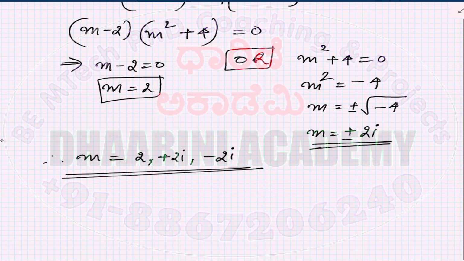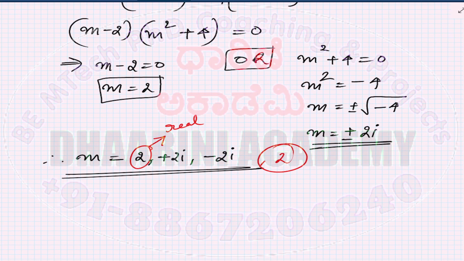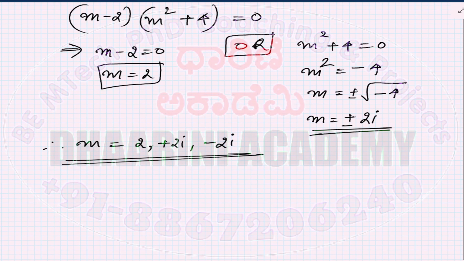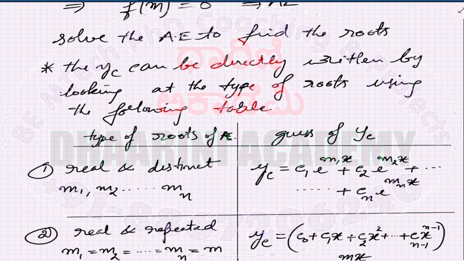Let me check the roots once. So this root is a real root. Okay, this is a real root, not repeated. I don't see any other 2 in my equation. Whatever 2 you have, they are actually imaginary numbers. So I have one root which is real and distinct. So whenever you have a real and distinct root, I use the table. Okay, I go to the table just to verify the first case.